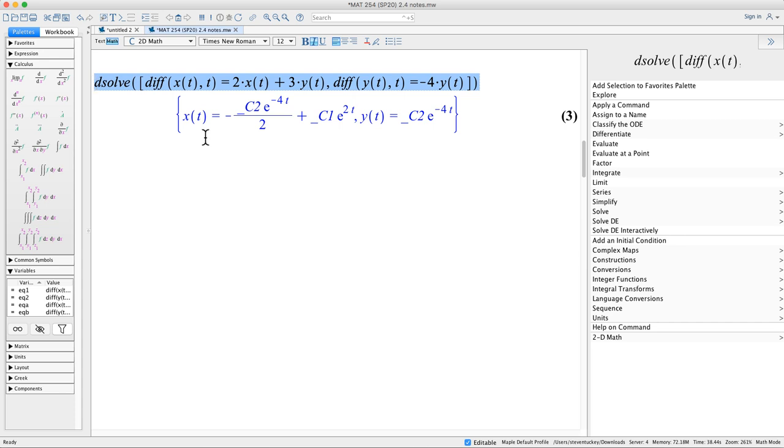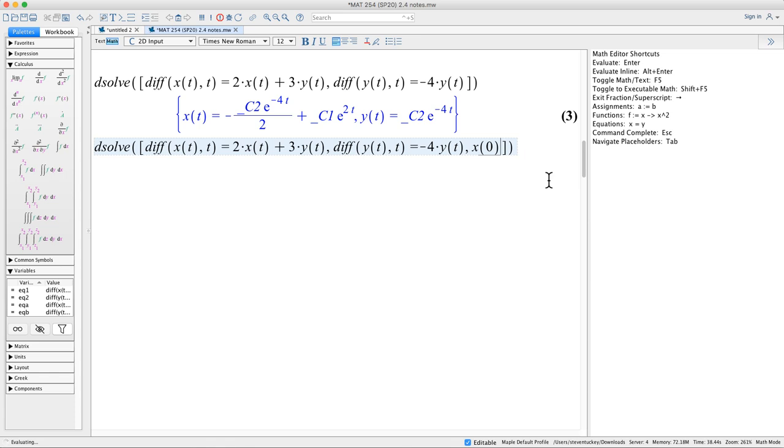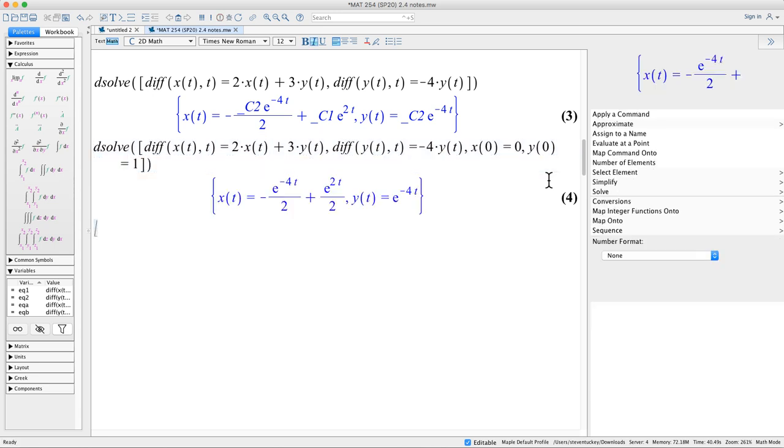So let's double check. So I'm just going to copy and paste, and in order to get the particular solution, you don't have to add any more brackets. Just within that same bracket, you can type in your initial condition. So x of 0 was equal to 0, and y of 0 was equal to 1. So I should be able to just hit enter and verify my solution.